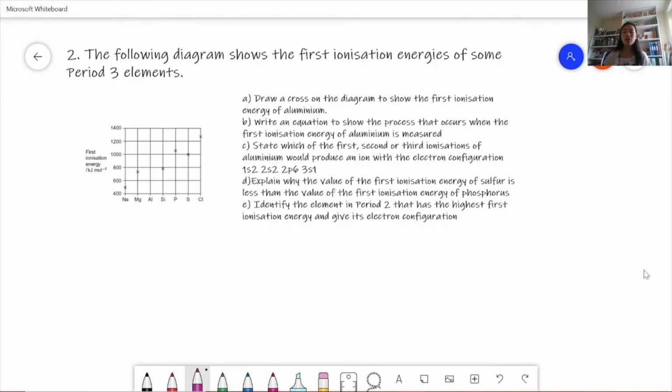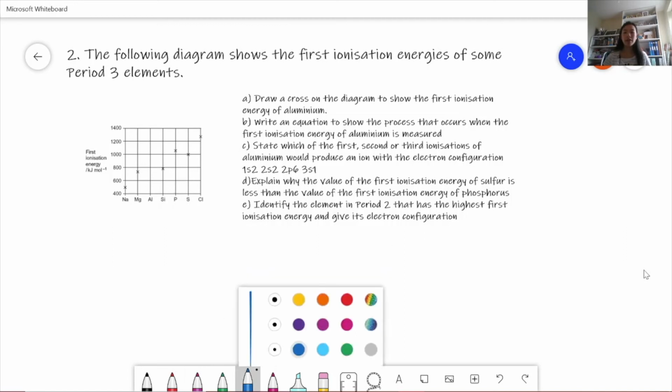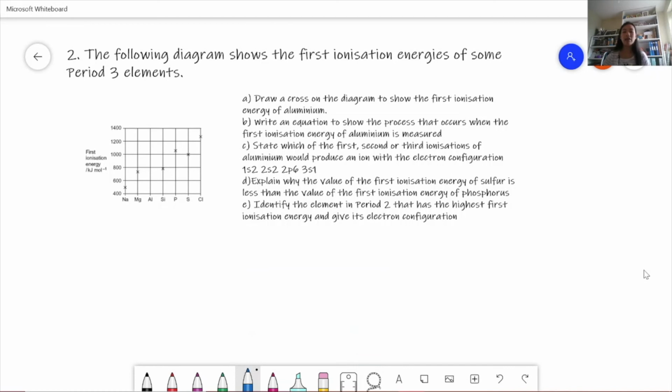So before I start on question 2, feel free to click off the video and try it for yourself first. So the following diagram shows the first ionization energies of some period 3 elements. For A, draw a cross on the diagram to show the first ionization energy of aluminium.